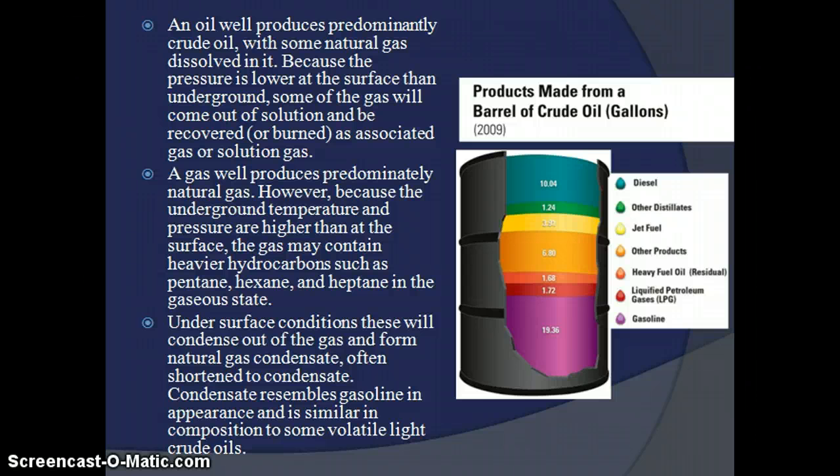However, because the underground temperature and pressure are higher than at the surface, the gas may contain heavier hydrocarbons such as pentane, hexane, and heptane in the gaseous state. Under surface conditions, these are condensed out of the gas and form natural gas condensate, often shortened to condensate. Condensate resembles gasoline in appearance and is similar in composition to some volatile light crude oils.